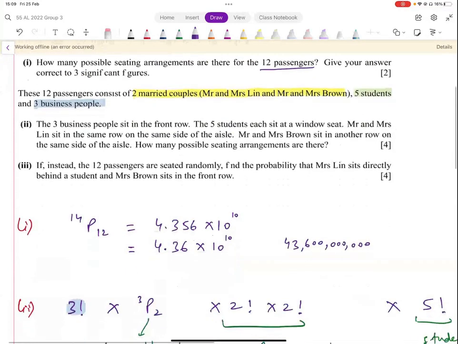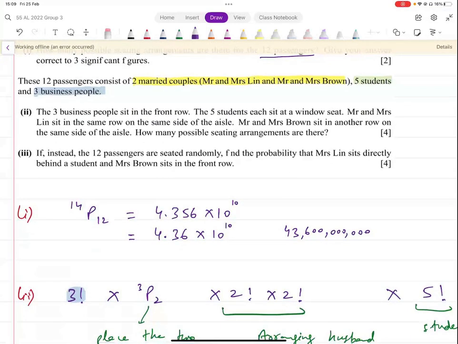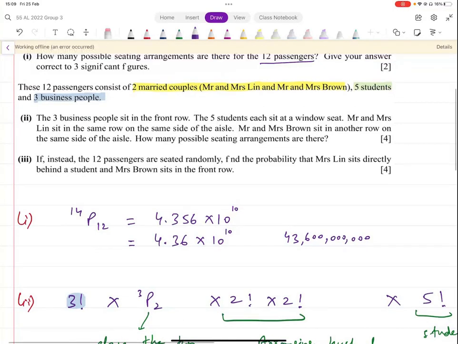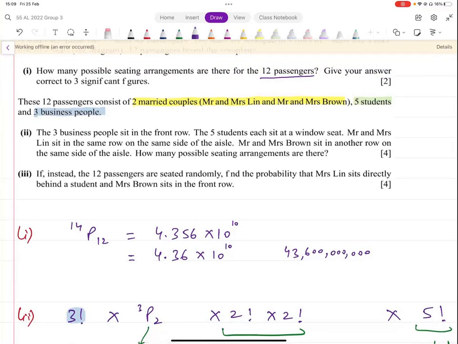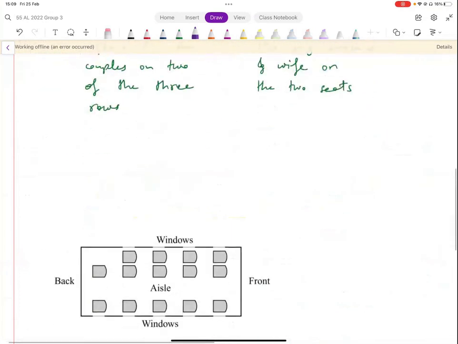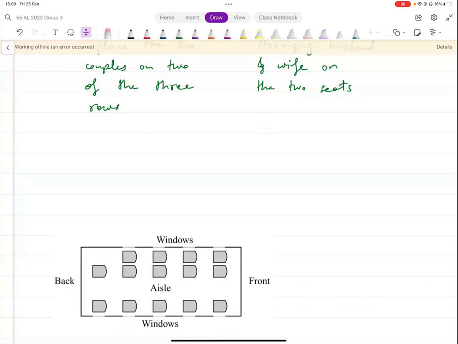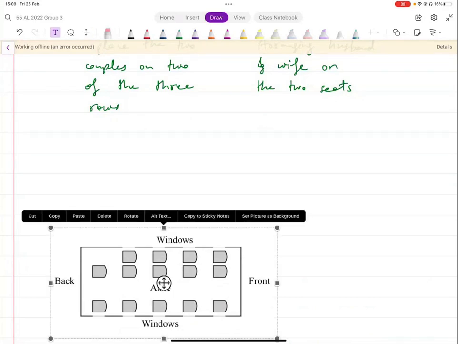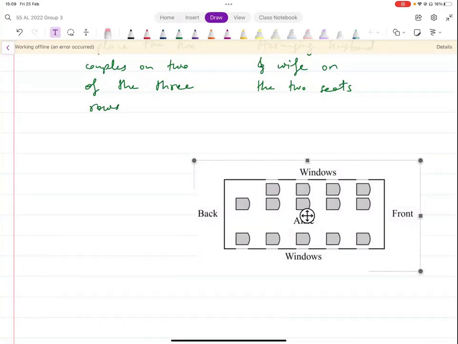Okay, let's look at the third part. Now it says if instead the 12 passengers are seated randomly. Randomly means we have the same cases as in the first part, 14 by 12. Find the probability that Mrs. Lynn sits directly behind a student and Mrs. Brown sits in the front row. So I actually copied this diagram here. Let's think on this. Part 3.